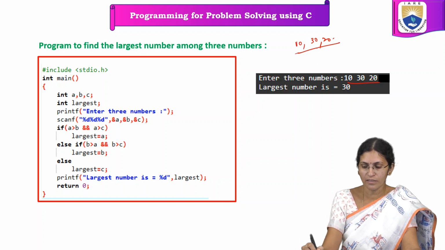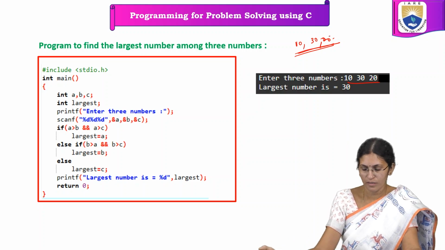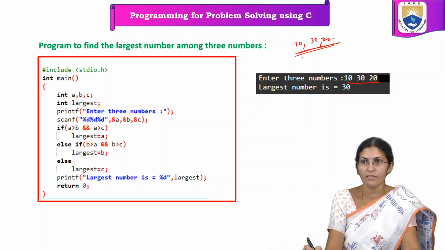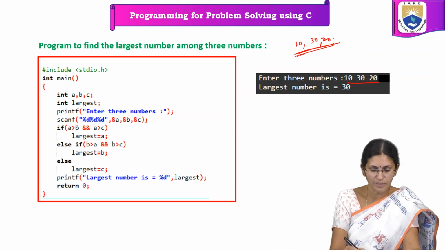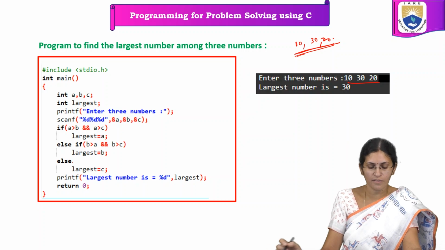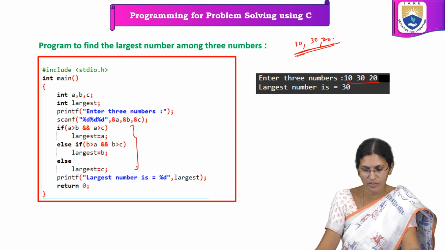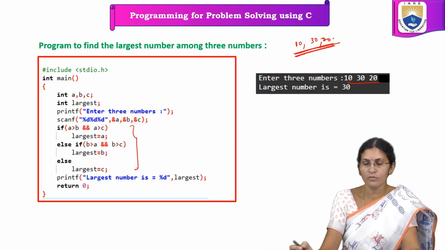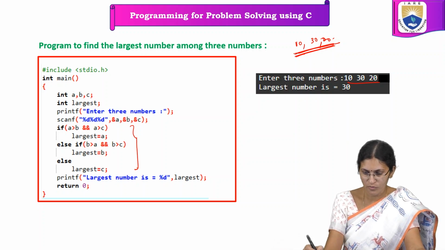Then we need to get the largest number among these 3 numbers. For this we can use if-else statements; we have used if, else if and else here. This is the logic of the program to find the largest of the 3 numbers. First, in order to obtain the 3 numbers, we need to declare 3 integer variables.